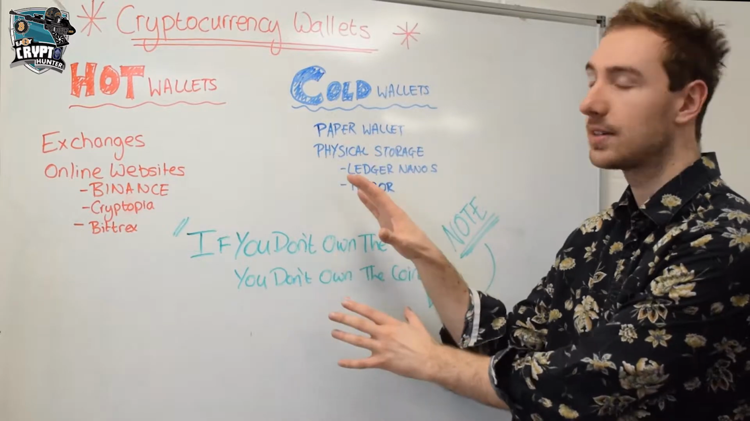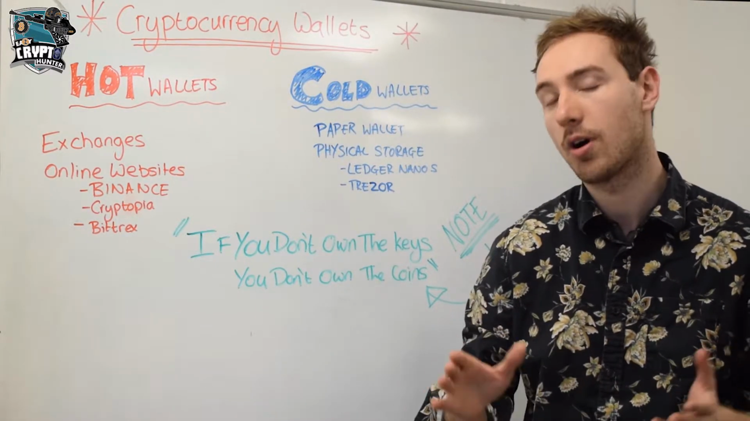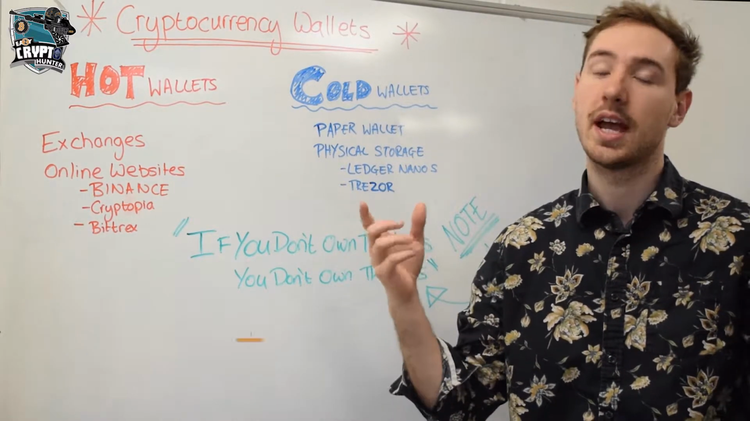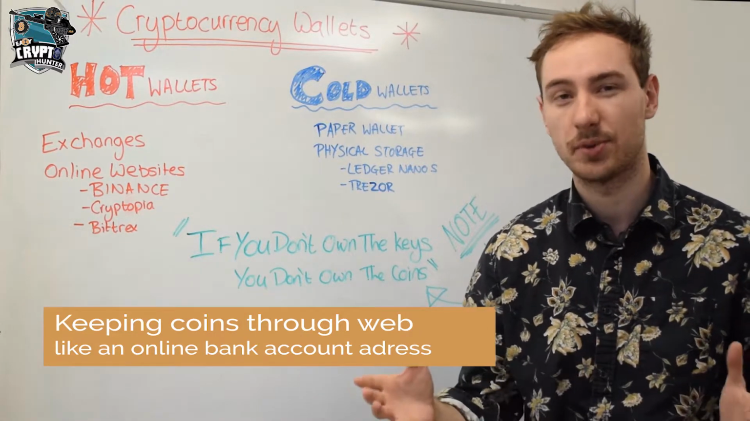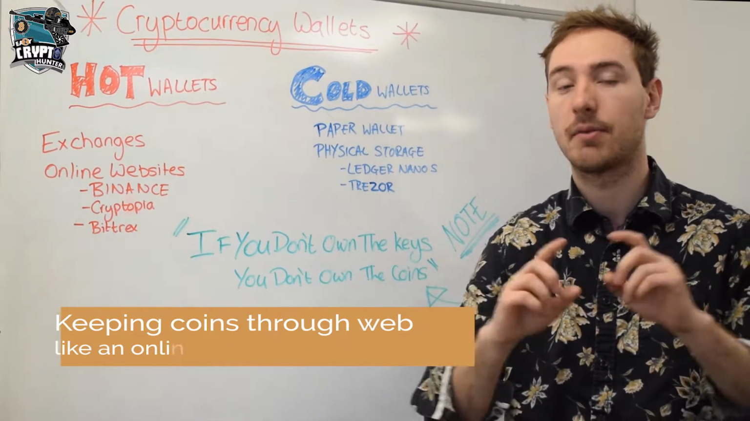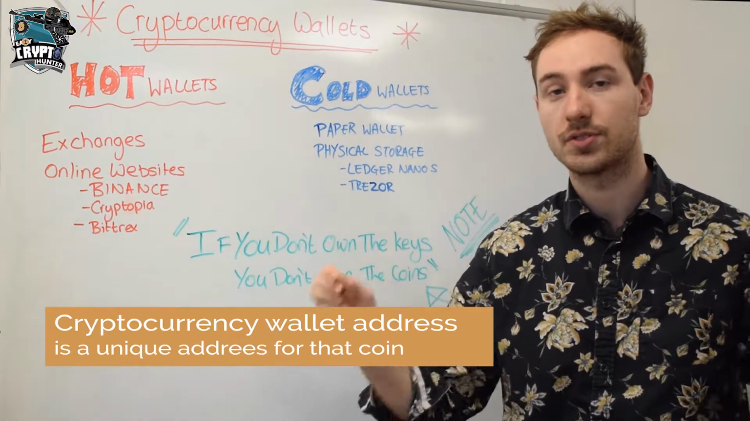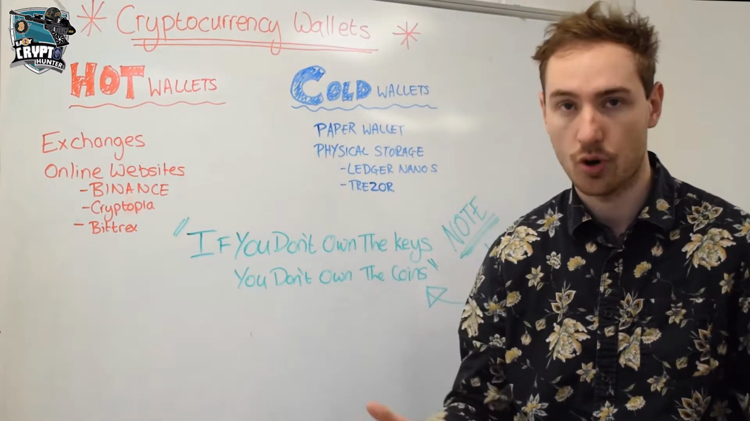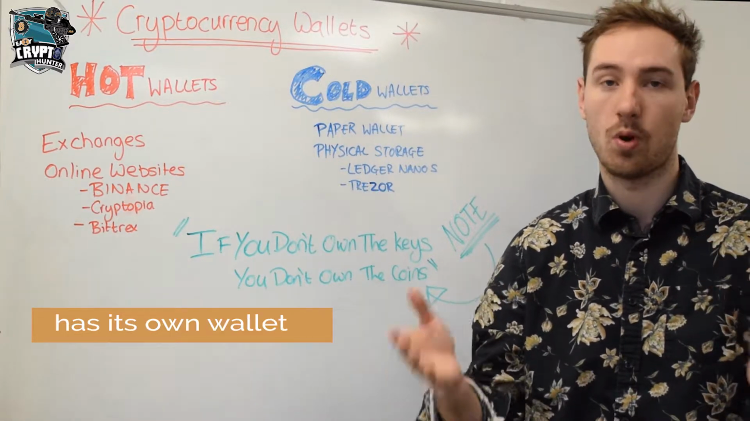We're going to keep it quite simple, but effectively, a cryptocurrency wallet is nothing more complicated than an address. It's a big string of numbers in which you can keep your coins. Think of it in very simple terms like an online bank account: you've got your account number and sort code, but your cryptocurrency wallet address is your unique address for that individual type of coin. Now, each type of coin has its own wallet.